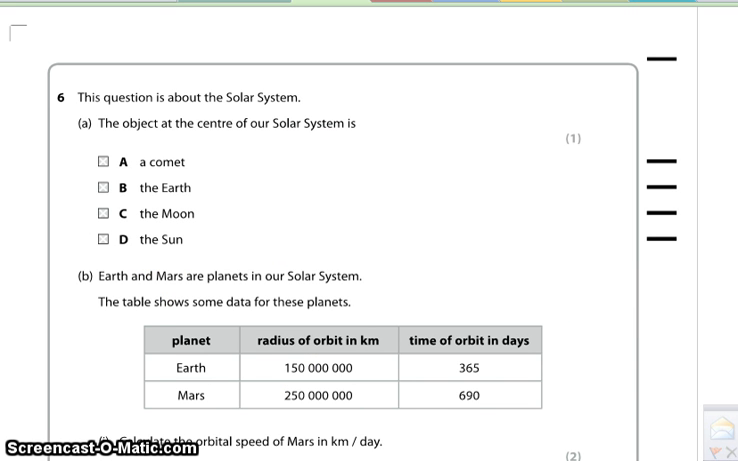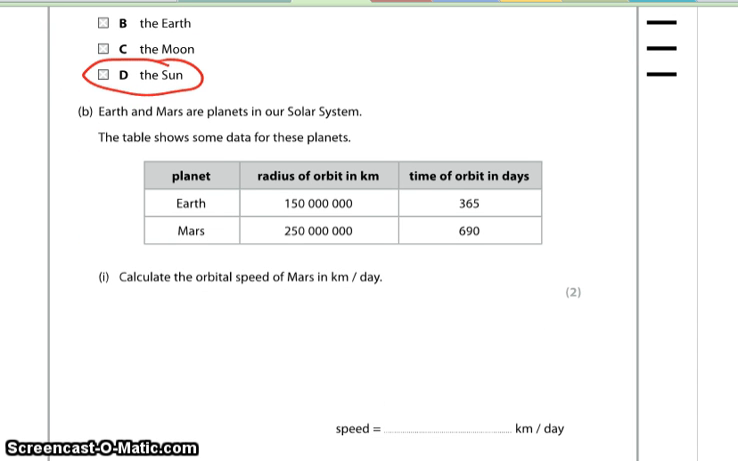Right, question 6. It's about the solar system. Hopefully part A is easy. The object at the centre of the solar system is the Sun. And Earth and Mars are planets in our solar system. The table below shows some data.